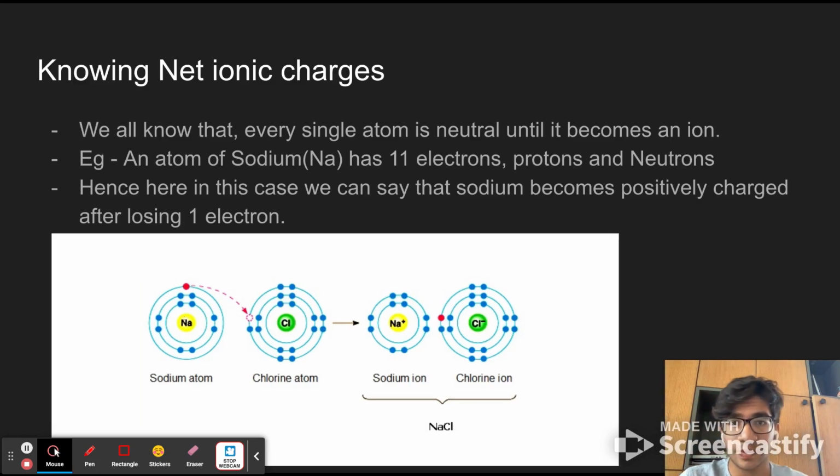So first let's start with net ionic charge. Before we read all these things, I want to show you a practical example of the same.